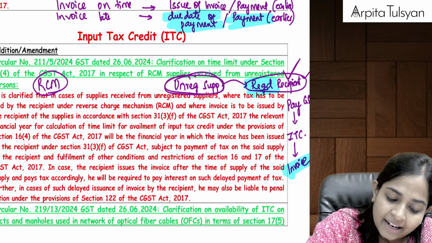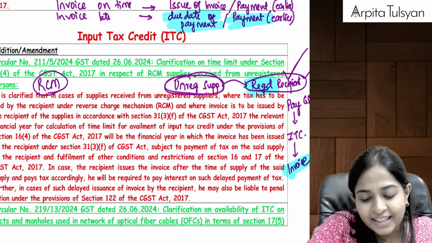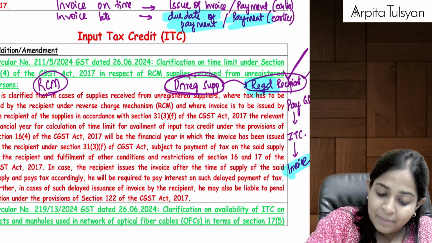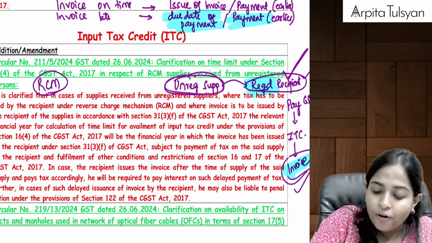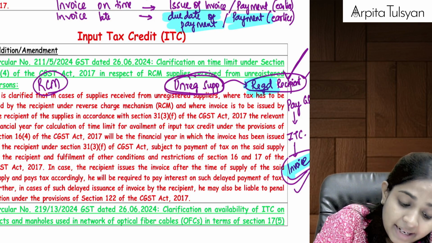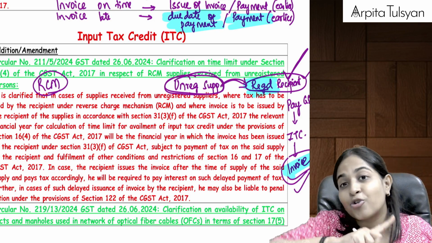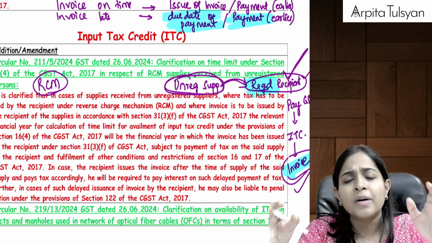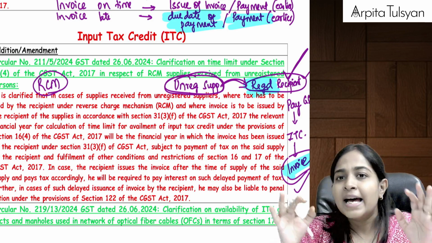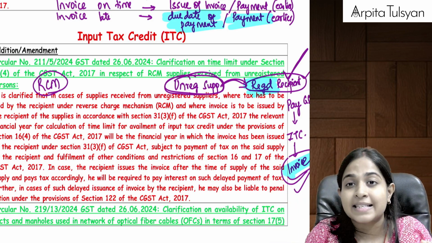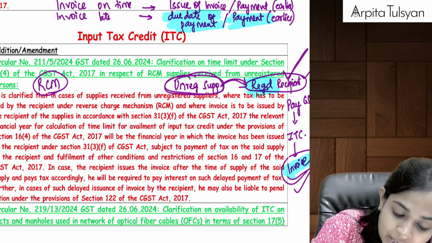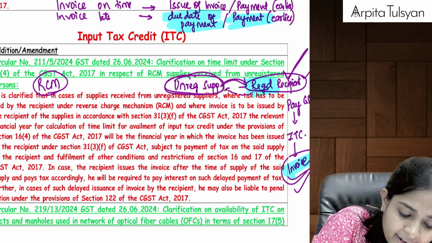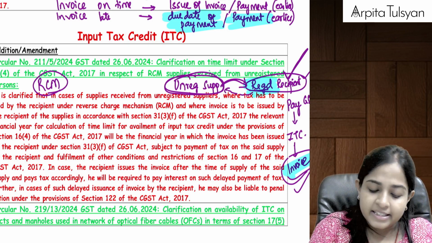So what will be the time limit for this registered recipient to avail the ITC? The time limit will depend upon issuing of this invoice. Normally it depends on the invoice which is issued by the supplier. If everything is normal, who will issue the invoice to whom? Supplier will issue the invoice to the recipient, but this is the case of RCM. So in this case, tax invoice can be issued only by the registered recipient to the unregistered supplier.